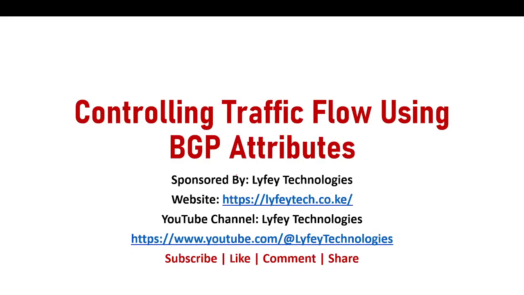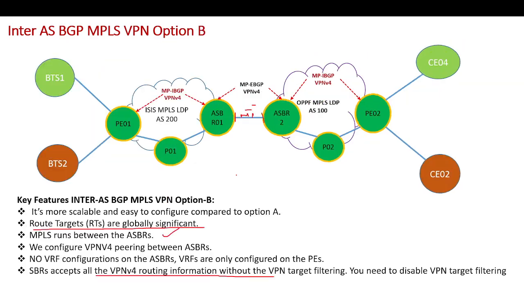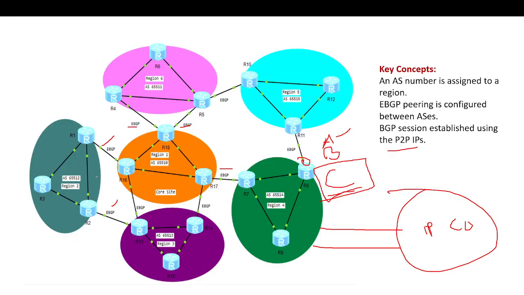And now to controlling traffic flow. On an IPRAN network, as I have mentioned many times, you have multiple connections. If we go back to this kind of setup, you will find that, for example, in region 2, you have multiple connections. You have an exit to R16 in AS65510. You also have an exit through AS65513. So how do you control traffic to ensure that maybe primarily you want your traffic to go through this connection and not through this connection?